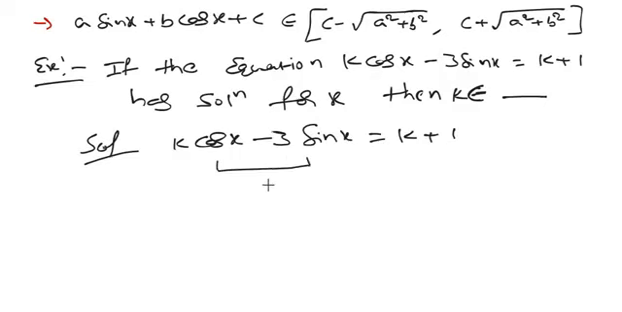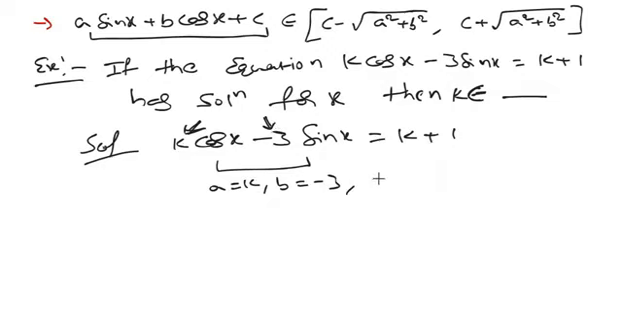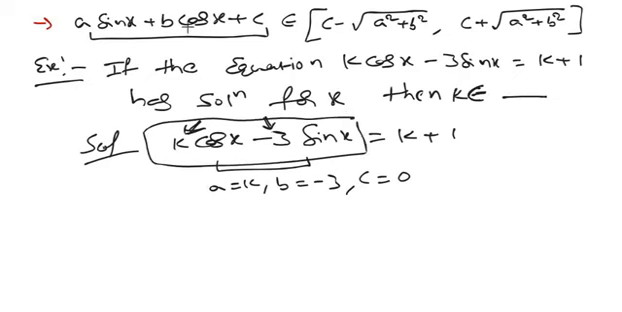If you compare this with a sin x plus b cos x plus c, here a is k, b is -3. We can take either one as a or b, no problem. I am taking a is k, b is -3, and c is not there, so 0. I am only comparing this part with this. A and b you can interchange, no problem.